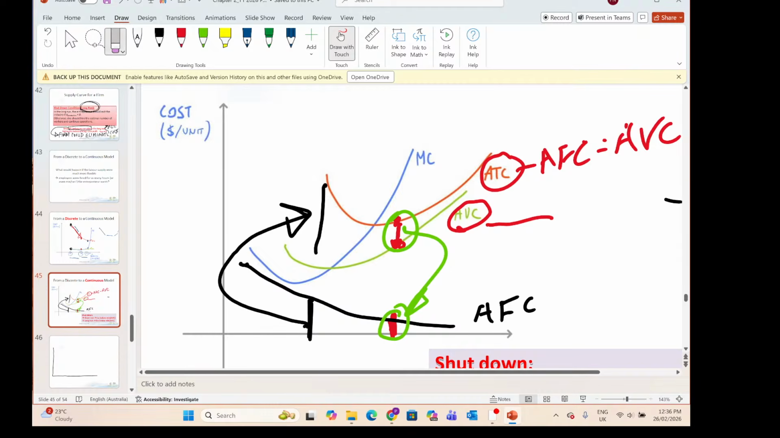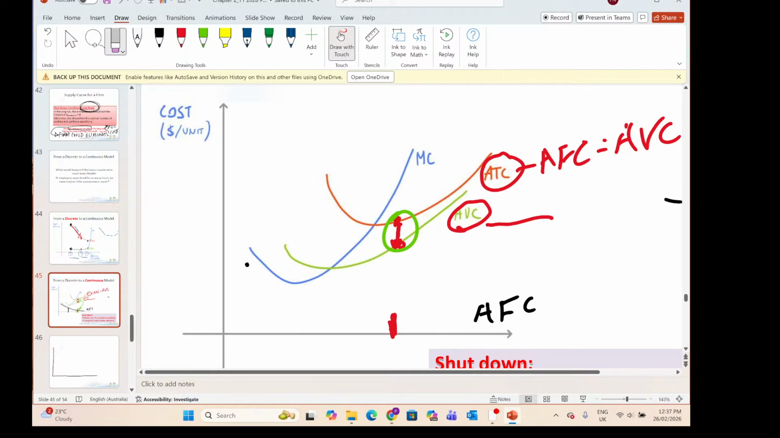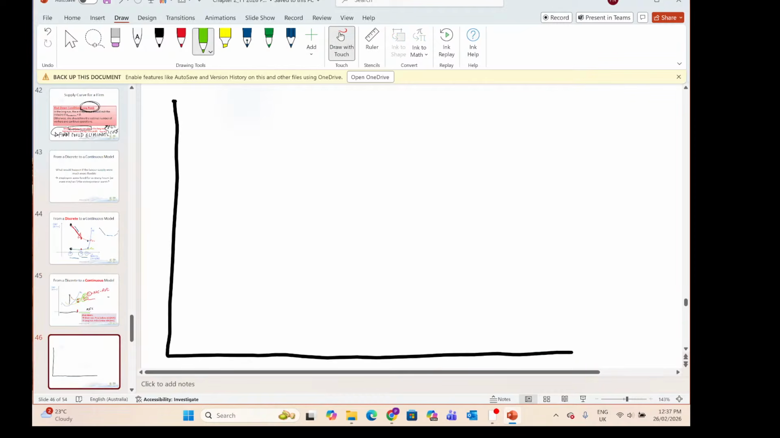So you can see from this diagram that at the low ranges of output, I've just drawn in black, the fixed cost is a big part of the cost. But on the right-hand side, at the high ranges of output, the average fixed cost is not a big part of the cost. Most of those costs are variable costs. So the combination of fixed cost and variable cost does change as we increase our output.